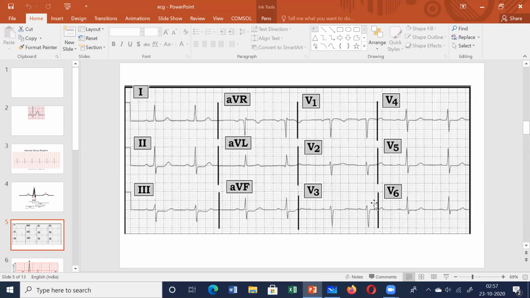What else? The second one is you can also look at the AVL. If the R wave in AVL is more than 12 millimeters, a single criterion, only AVL, you measure the R wave of this AVL. If it is more than 12 millimeters, this can occur in left ventricular hypertrophy.